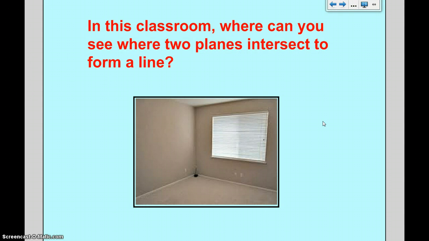Take a look at the classroom in this picture and see if you can find 2 planes that intersect to form a line. If you said this wall and this other wall, those are 2 planes and they intersect in this line. Maybe you can discuss with your teacher some other planes, 2 other planes that intersect to form a line.